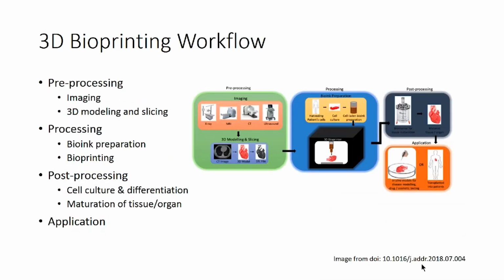So, when you are talking about 3D bioprinting, these are the things which you have to look at. So, we will talk about pre-processing and processing. Post-processing is kind of common for all tissue engineered constructs, and application is also the same. So, pre-processing involves imaging and 3D modeling and slicing.